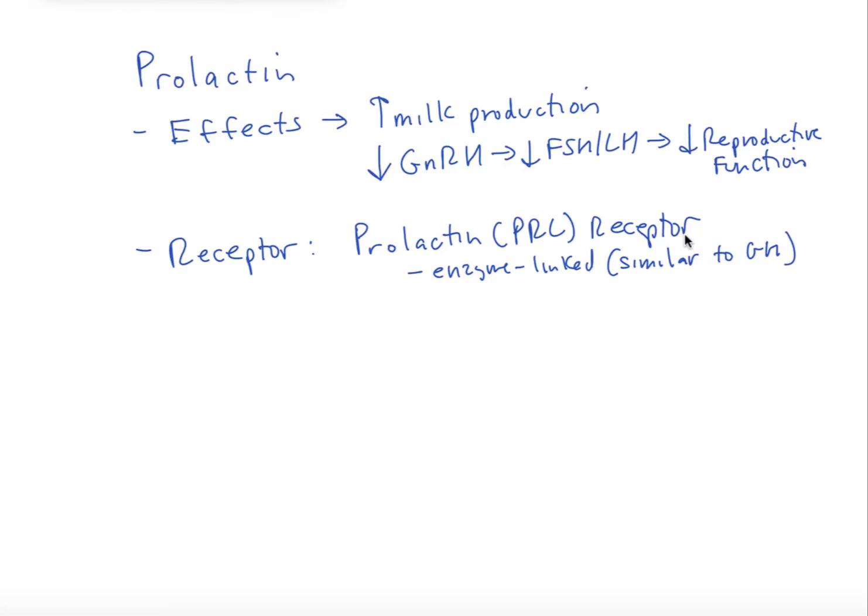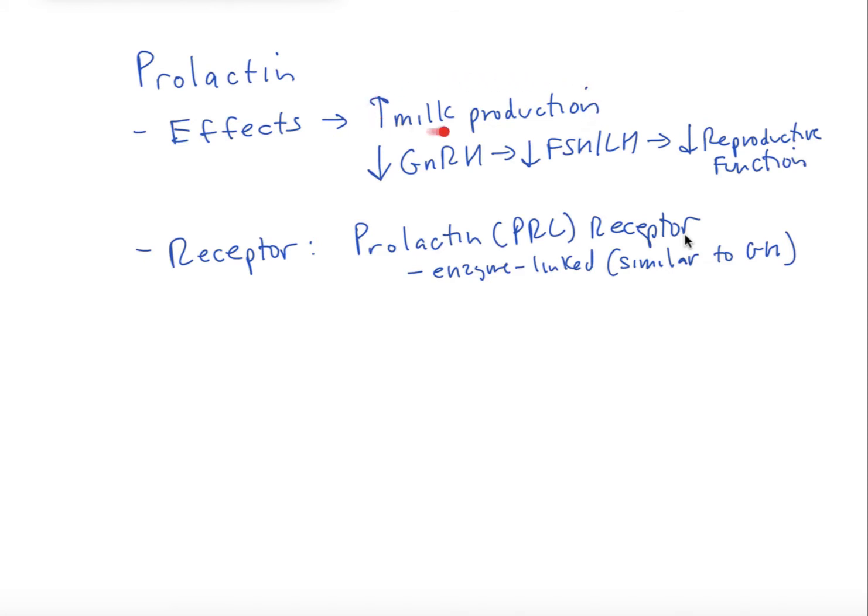So now we're going to talk about the anterior pituitary hormone prolactin. The effects of prolactin are pretty limited. Primarily, the milk production effect is where prolactin gets its name because it promotes lactation. So there is an important effect of prolactin on breast tissue to increase the production of milk.